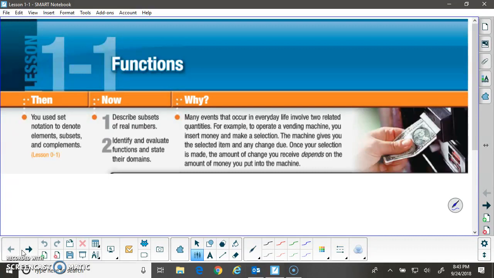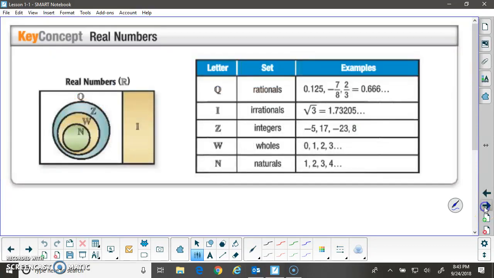Chapter 1, Lesson 1 is on functions, and we're going to start to define a function and then eventually get into characteristics of a function. So to do this, let's first talk about some sets of numbers.